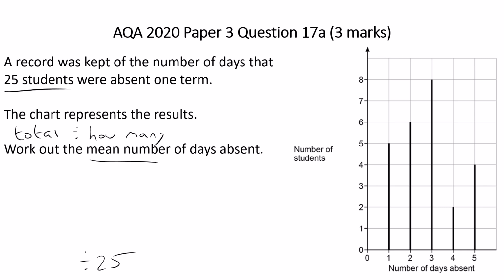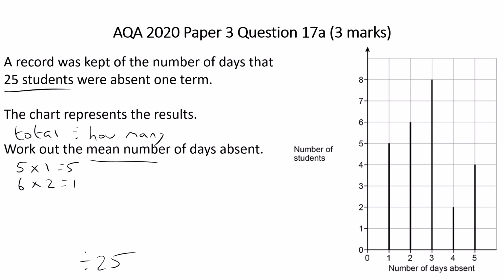So we've got 5 students who had 1 day off. So if we do 5 times 1, we'll get 5. So that bar is worth 5, the first bar. Then we've got 6 students who had 2 days off. So that will give us 12.